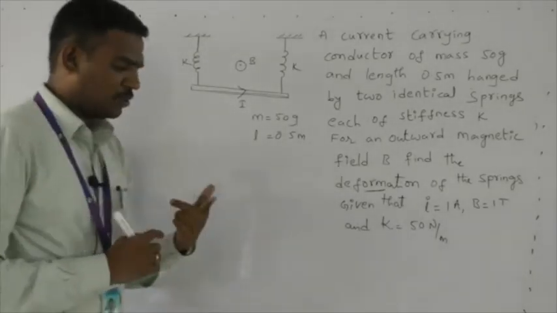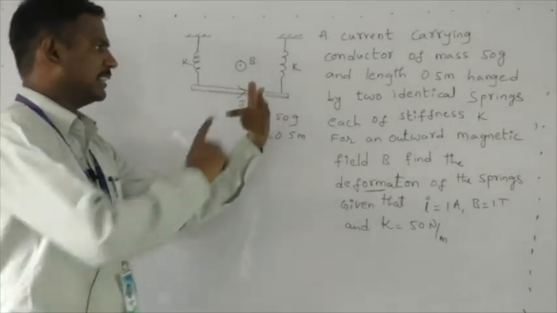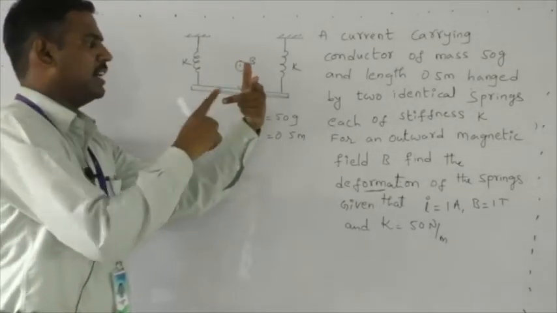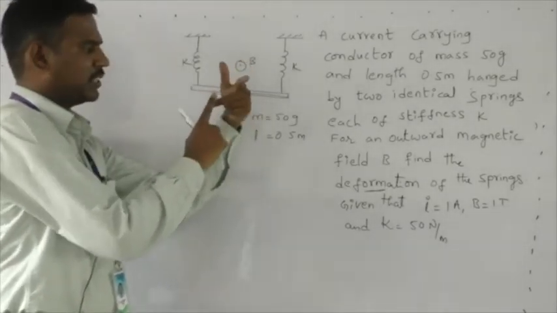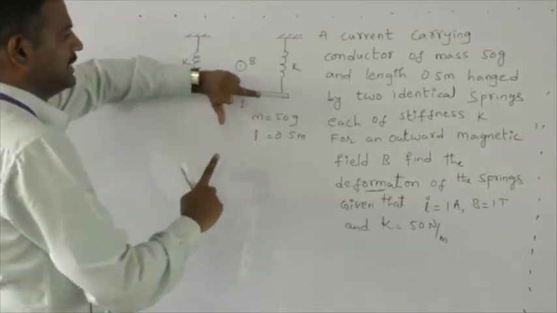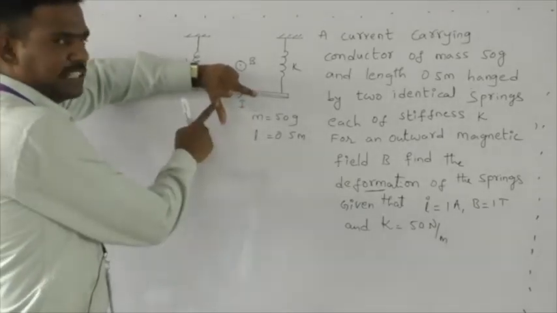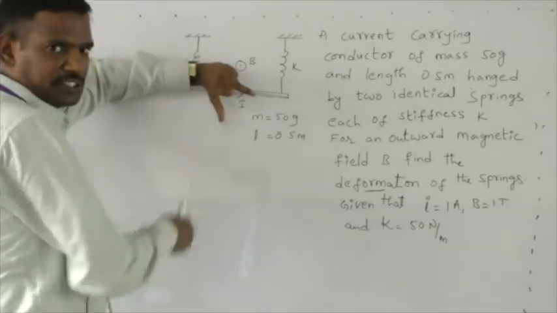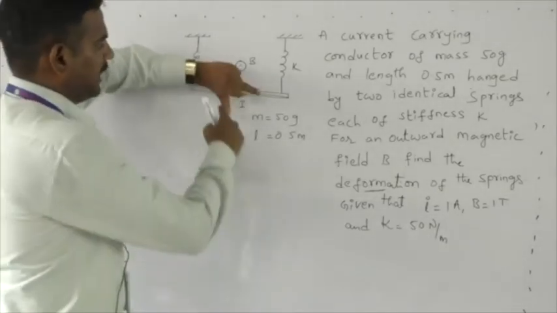What is the Fleming left hand rule? The forefinger shows the direction of the field. What is the direction of the field? This is the direction of the field, and the central finger shows the direction of the current. So the current is like this. Then what is the direction of the force? Vertically downward direction.